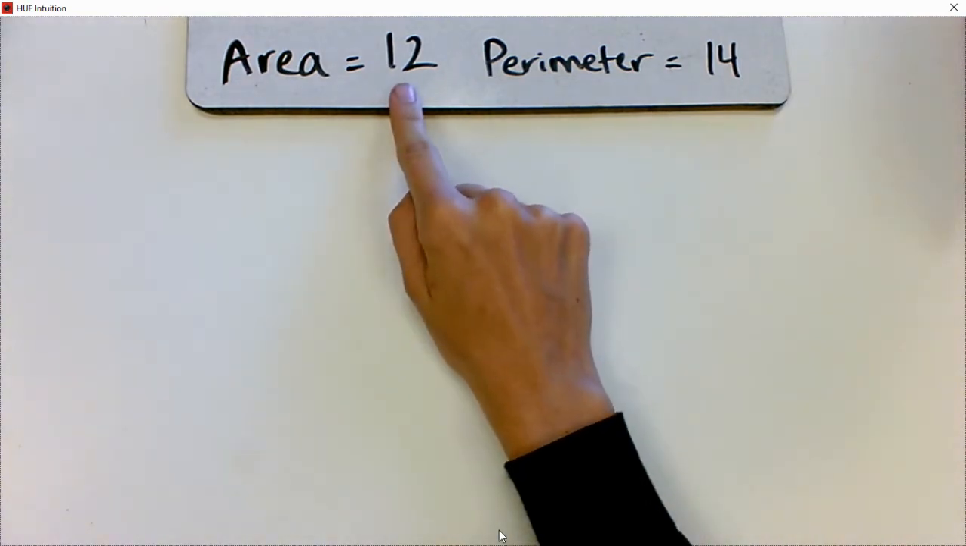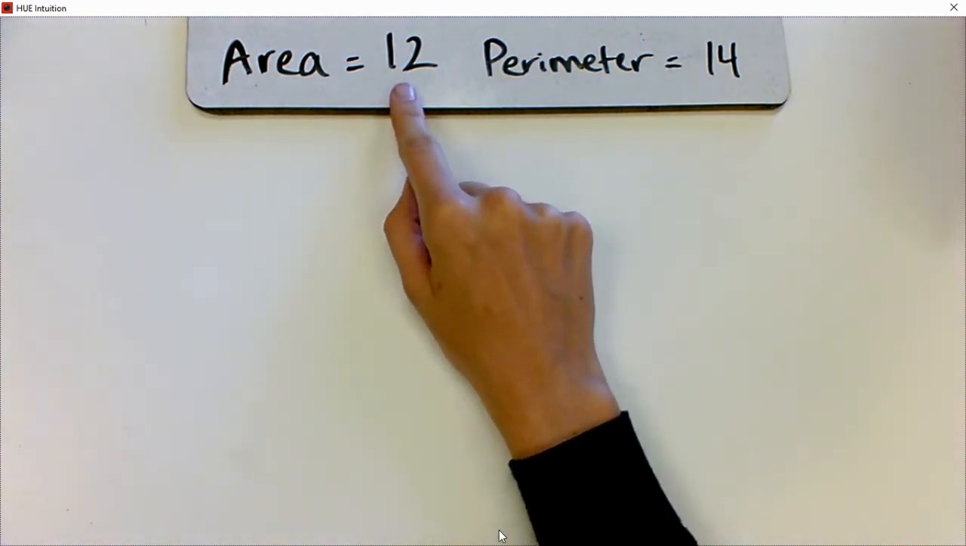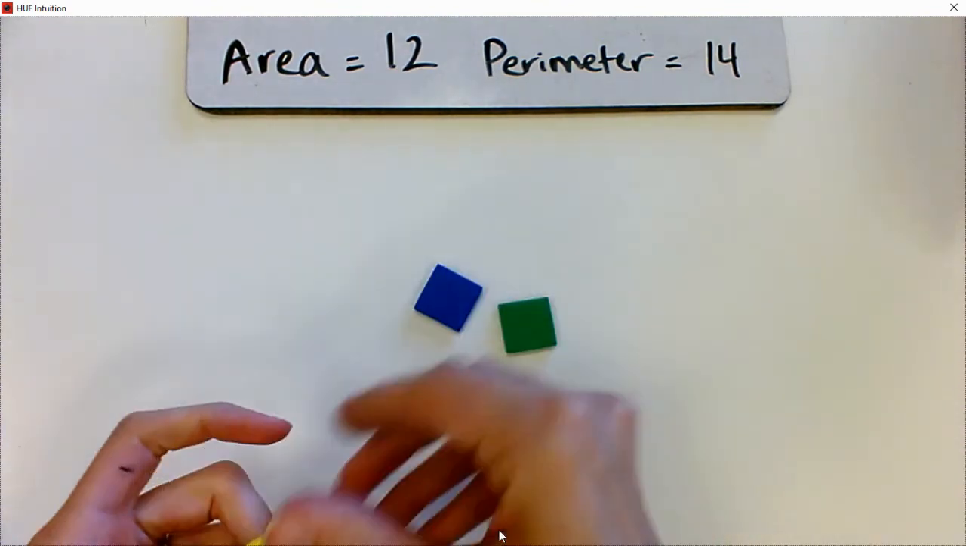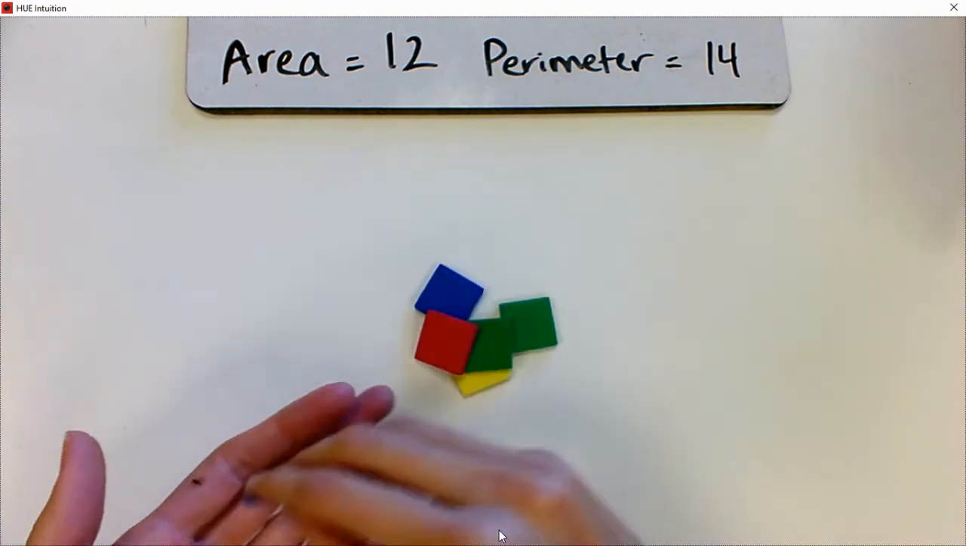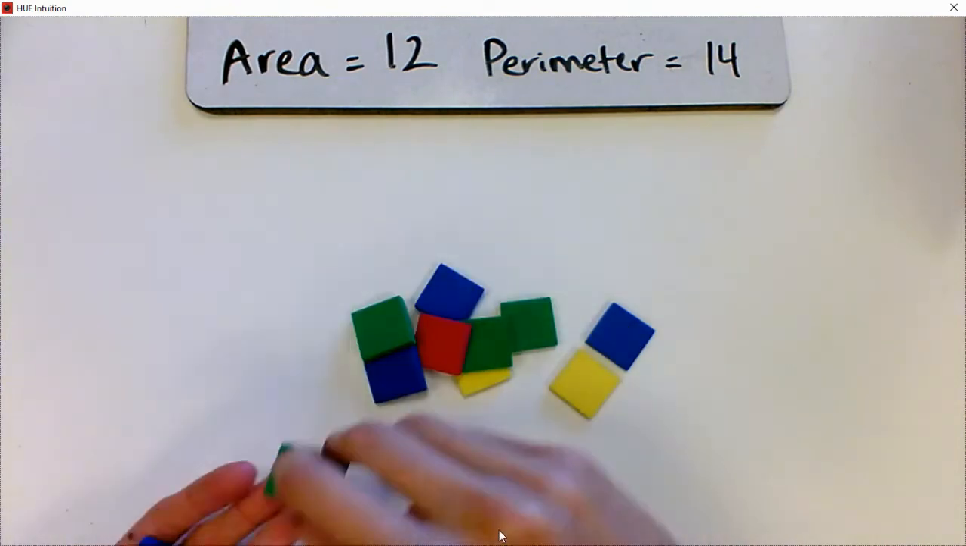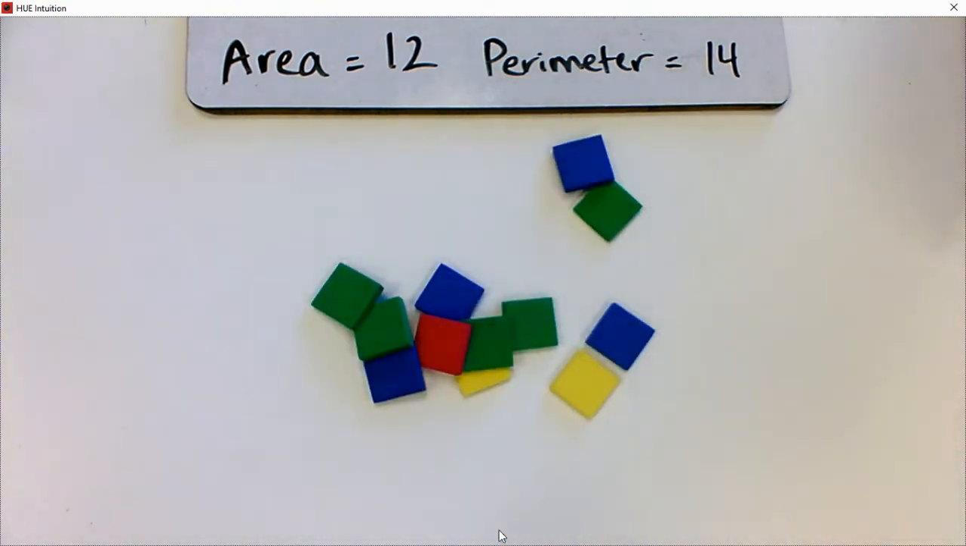Remember, the area is the total number of tiles that are used to make the shape. So I can start by getting out 12 tiles. I know I'll need 12 tiles to make this rectangle. Okay, that's 12 tiles. I can't use any more, I can't use any less, or my rectangle will not have an area of 12. Now, let's put these together to make a rectangle.